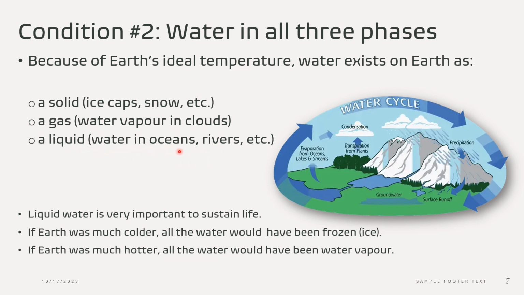We know that plants and animals live in oceans and rivers. It's their habitat, but we also need liquid water to sustain life. So liquid water is very important to sustain life. If the earth was much colder, all the water would have been frozen, and then it wouldn't have been able to sustain life. And on the other hand, if earth was much hotter, all the water would have been water vapor, and then also we could not sustain life without having liquid water on earth.